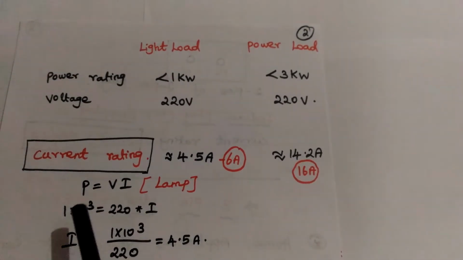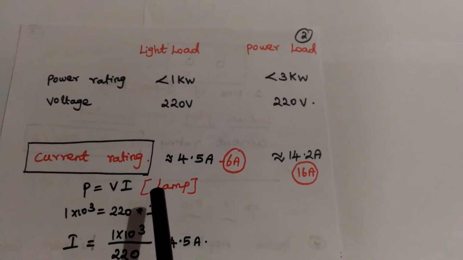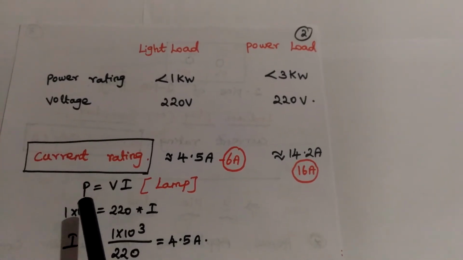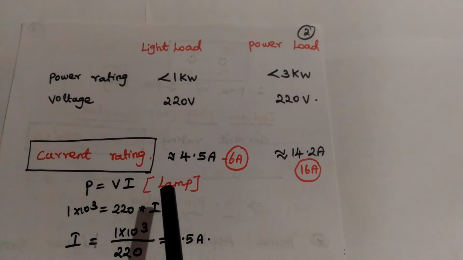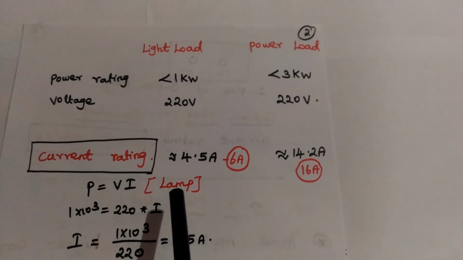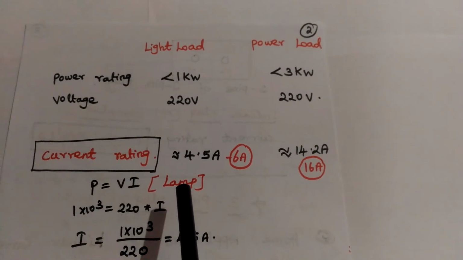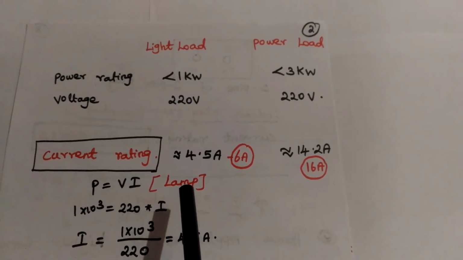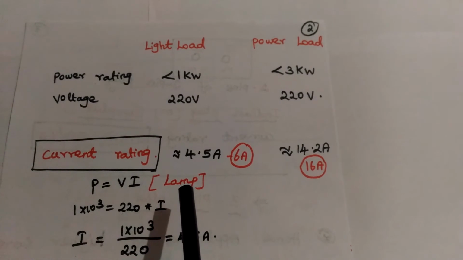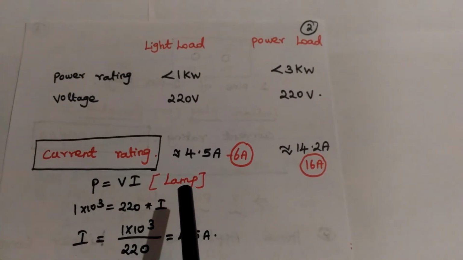That is obtained by using the formula P = V I cos phi. That is, the real power consumed by the appliance is P = V I cos phi. Here I am taking the lamp load, so the cos phi value is 1. Suppose you are taking the grinder, that comes under inductive type load, so we have to consider the power factor for that type of load at the time of calculating the current rating.